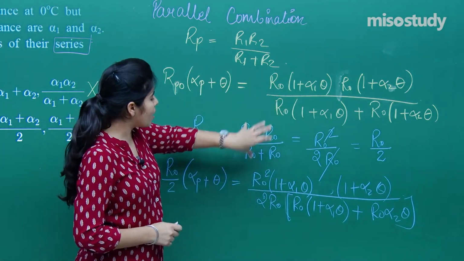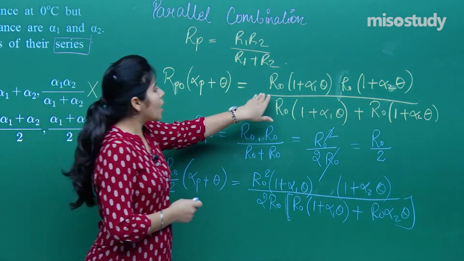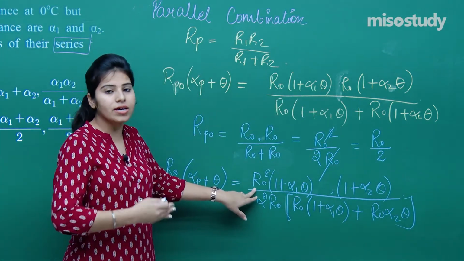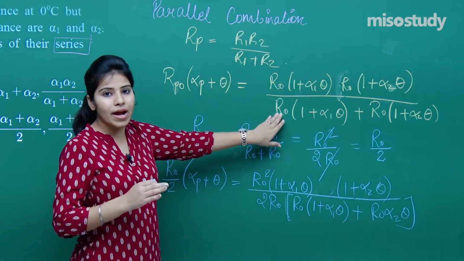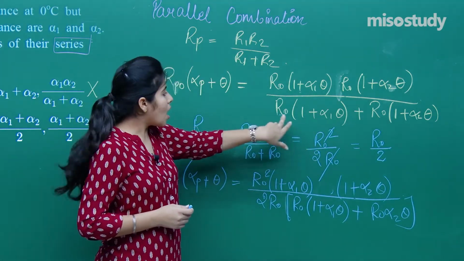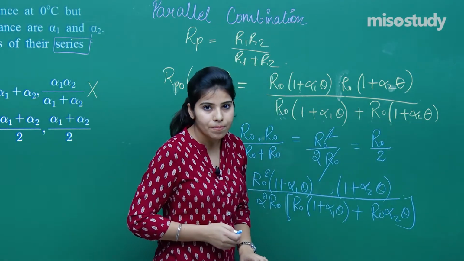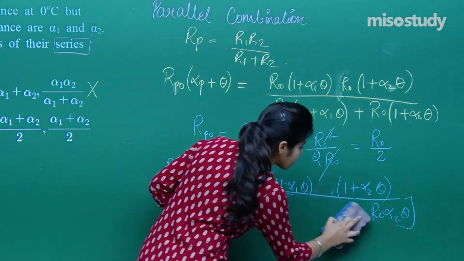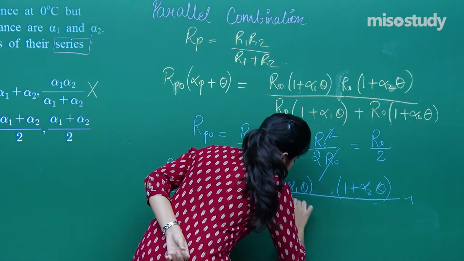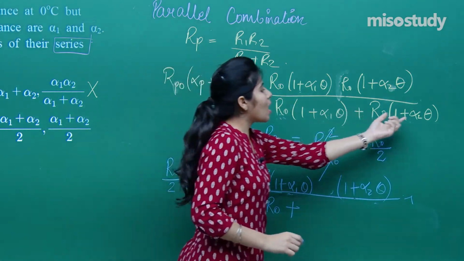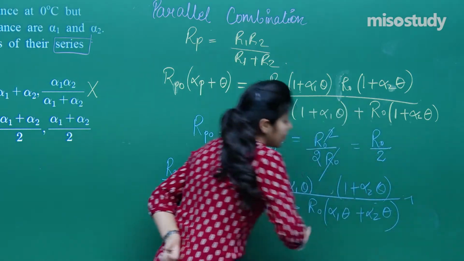What we have done is, we have just put this value R naught by 2 till here, and we have started solving. R naught into R naught, that will be R naught square. So I have taken it in the beginning, 1 plus alpha 1 theta into 1 plus alpha 2 theta. If you are now going to open this bracket, you will have R naught plus R naught alpha 1 theta, plus again R naught plus R naught alpha 2 theta. Again, I am going to just do it for you. R naught into R naught, R naught plus R naught, that is 2 R naught, plus R naught alpha 1 theta plus R naught alpha 2 theta. That we will be having, right?